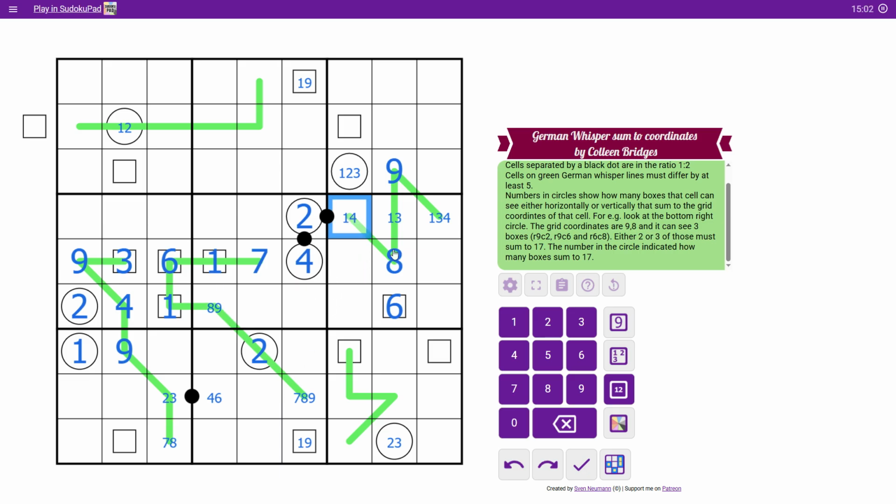Now up here we've got that as an 8. That can't be a 4. It's got to be a 1, 3, 4. That's not a 1, so 2 or a 3. So either 2 or 3 of those boxes has to add to 1, 2, 3, 4, 5, 6, 7, 8, 9, 10. That one's a 2.